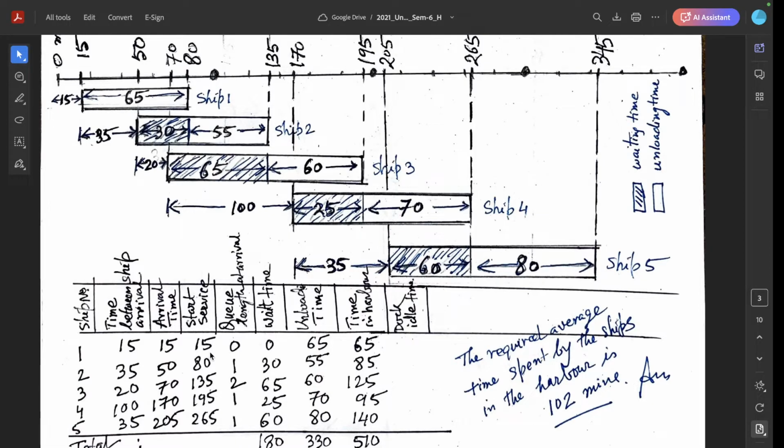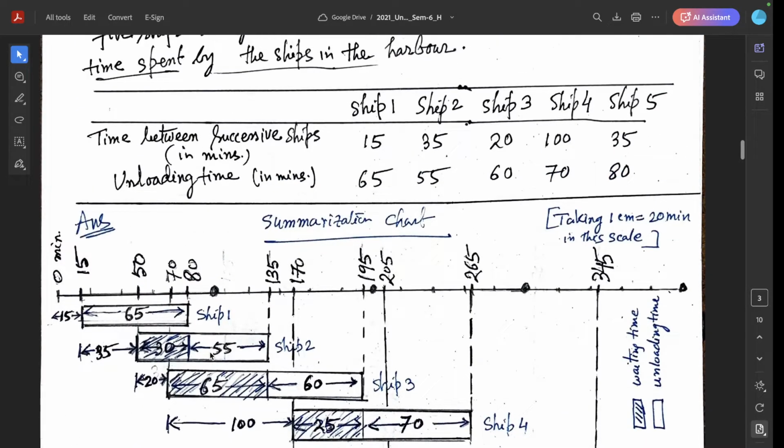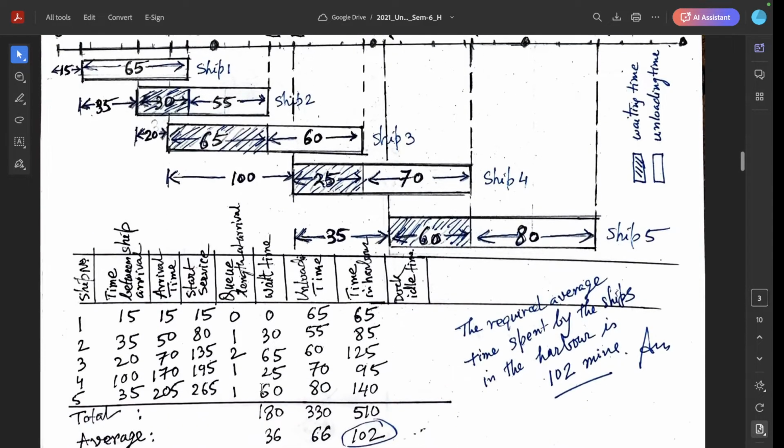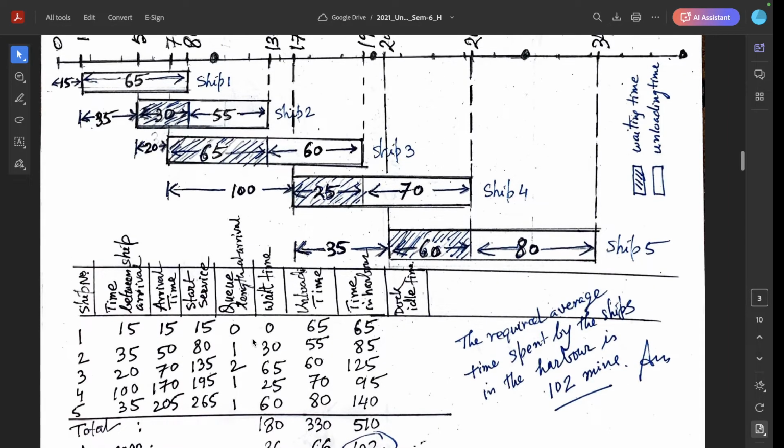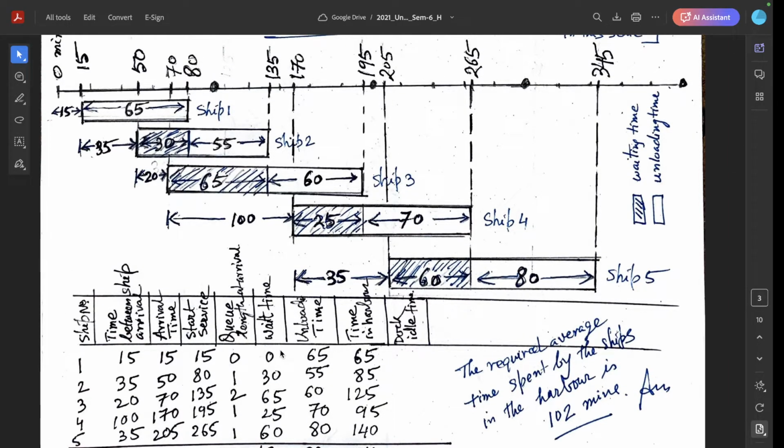Start service: for the first ship at 15 minutes, the second ship starts service at 80 minutes, and the third ship starts service at 135 minutes, and so on. For ship 4, service starts at 195 minutes, and ship 5 service starts at 265 minutes.